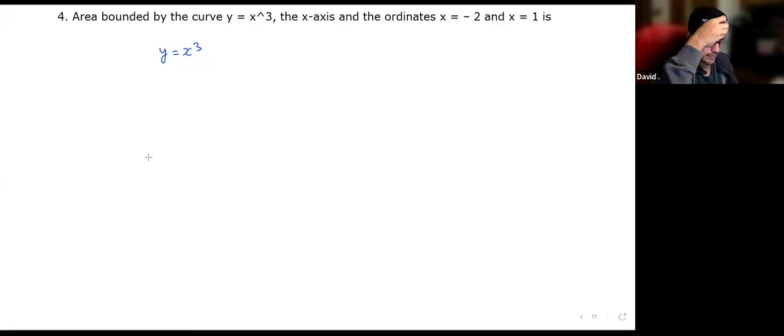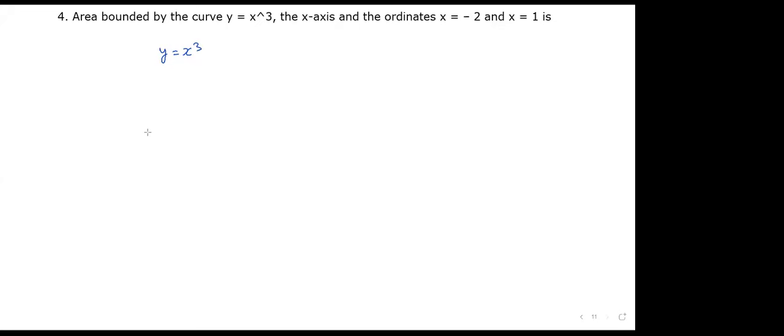Yes, sir. Got the question. y equals x cube is the curve. First of all, we will draw a rough sketch of the graph. The graph of x cube goes like this, very sharp upward and very sharp downward as well. In case you do not remember the graph, what will you do?